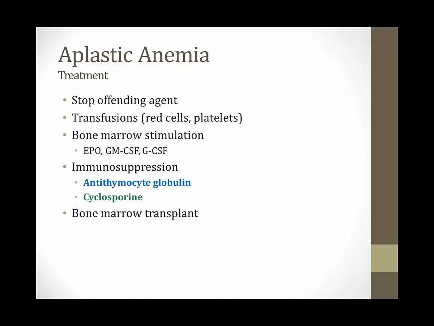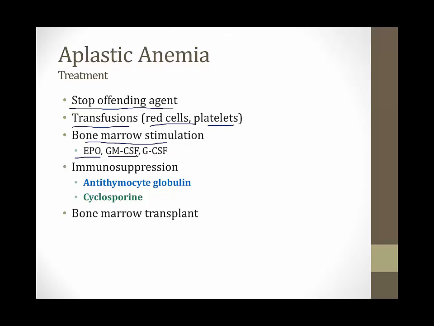I'll just highlight some of the principles for you here. First of all, you want to stop the offending agent if aplastic anemia is the result of a drug or an industrial exposure. Transfusions are often required, transfusions of red cells and platelets. There are drugs which can stimulate the bone marrow. You can administer erythropoietin to drive red cell production.